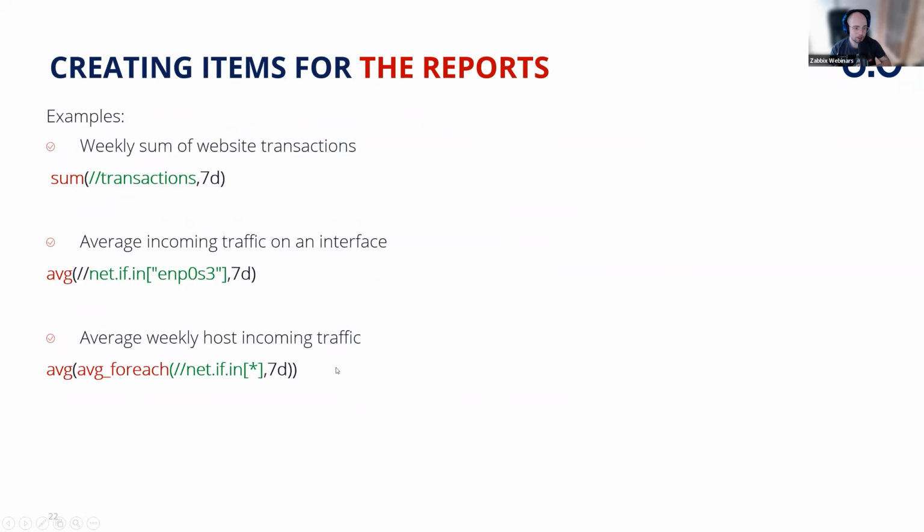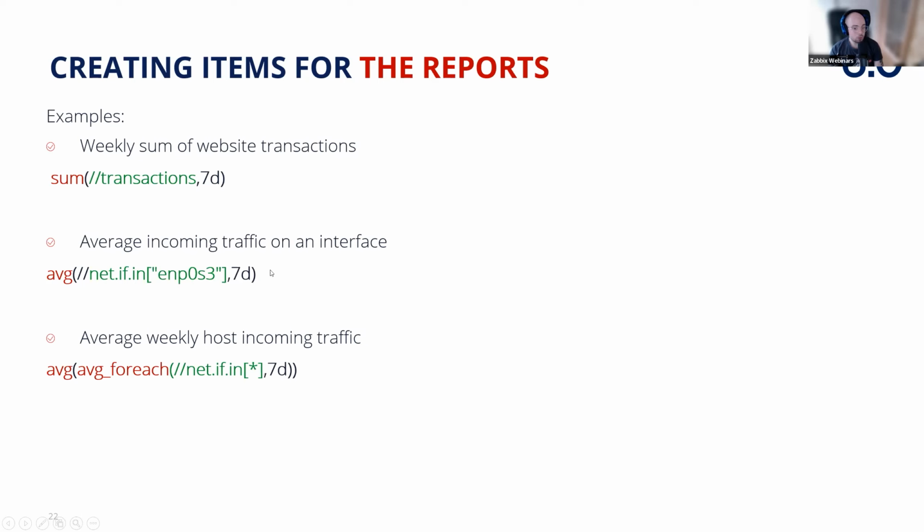So some examples. Transactions over the last 7 days. If I'm receiving a report with this on, say, Monday, that'll be the transactions for the previous week. Average incoming traffic on an interface. This is for a single interface, which is fine if we know which interface we wish to calculate this for. Average for ENP0S3, that's the interface name, over the past 7 days.